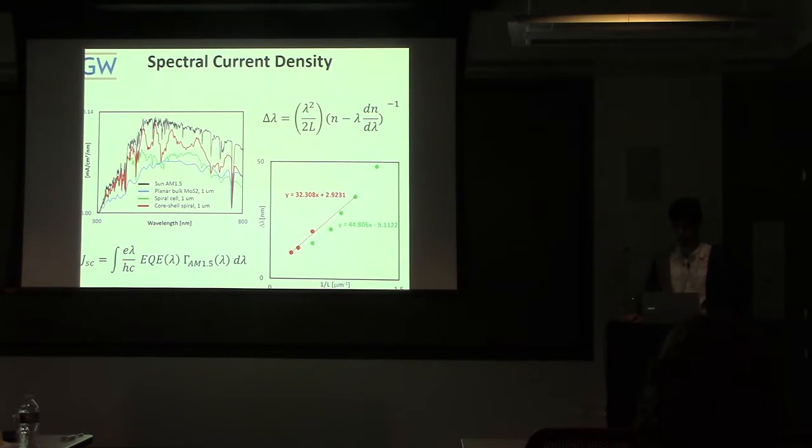We have calculated the current density by integrating it over the 300 nanometer to 800 nanometer wavelengths, obtaining 37 milliampere per cubic centimeter, which is several times higher than silicon nanowire and about twice the silicon photovoltaic cells used in industry.